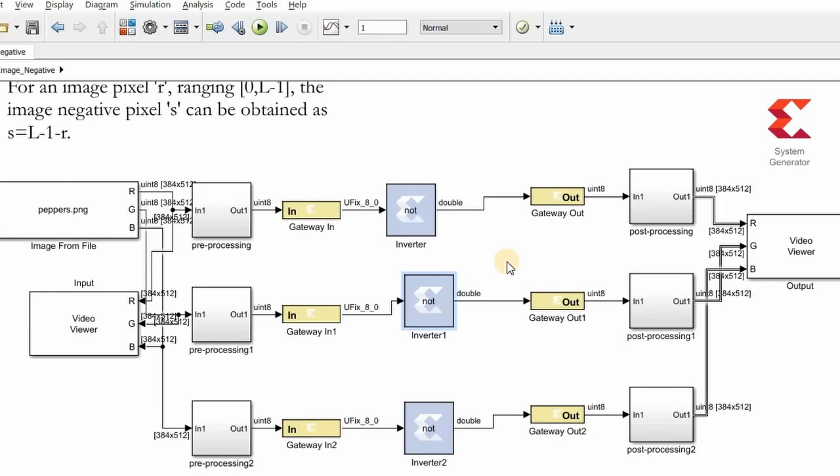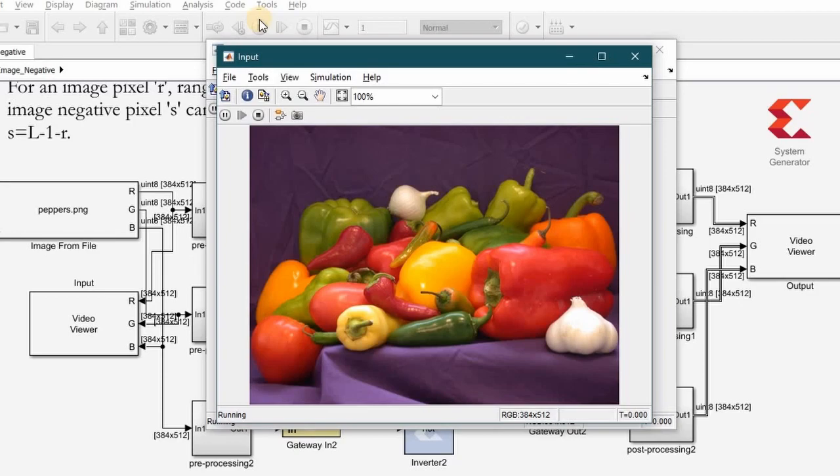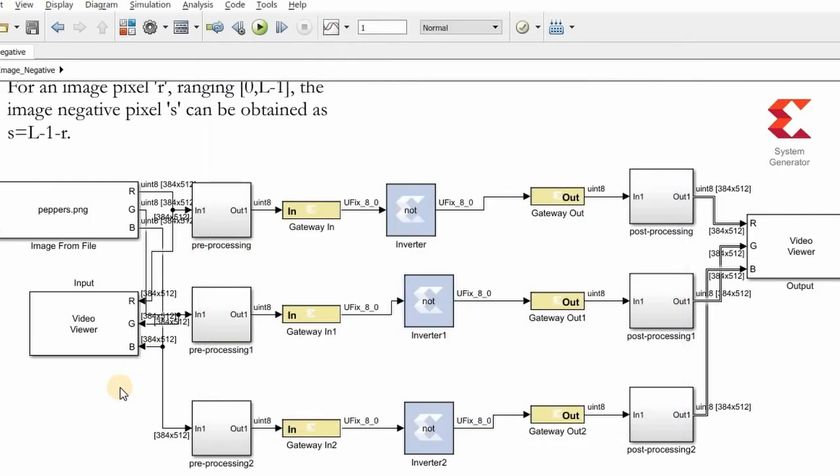So now let's run the model. First the input, and for surprise we will see the output next. So the output, yes, we got the same output as in the previous case, no change in that. So this is the second type of implementation, not using two blocks, the constant and the addition subtraction.